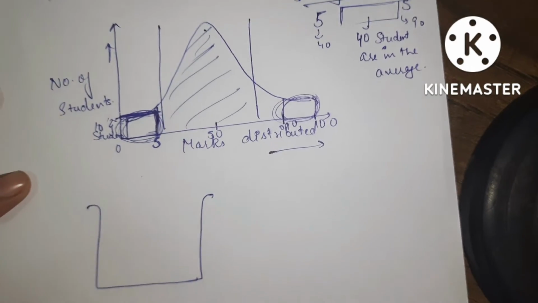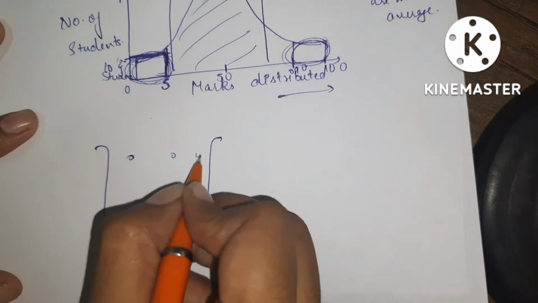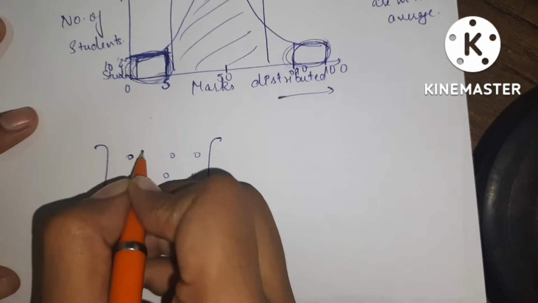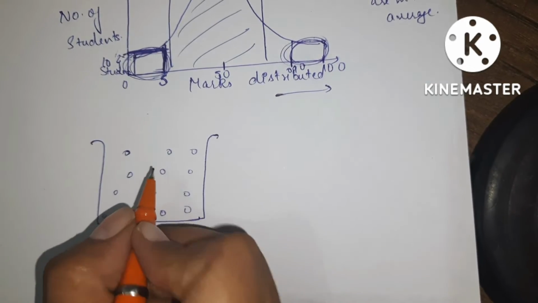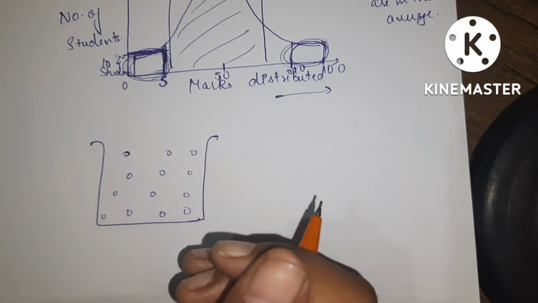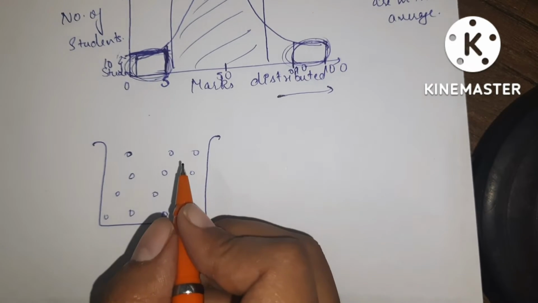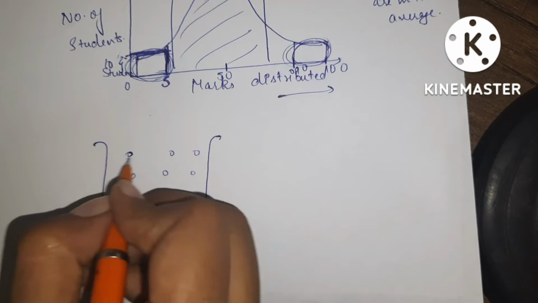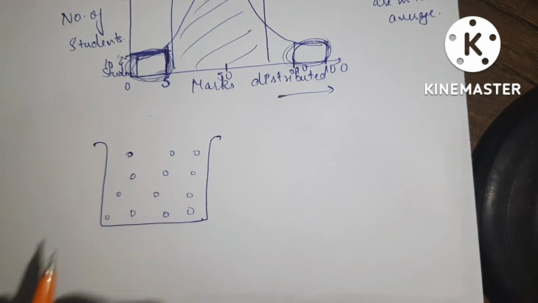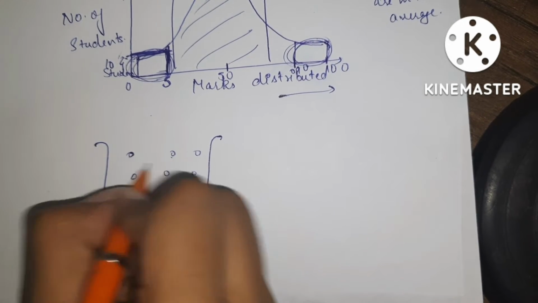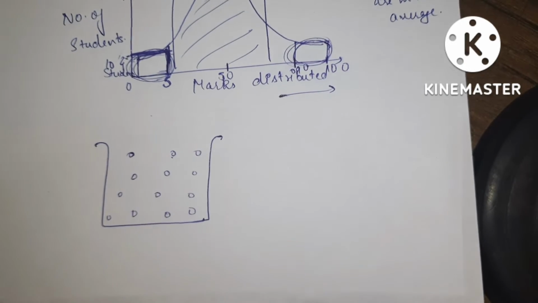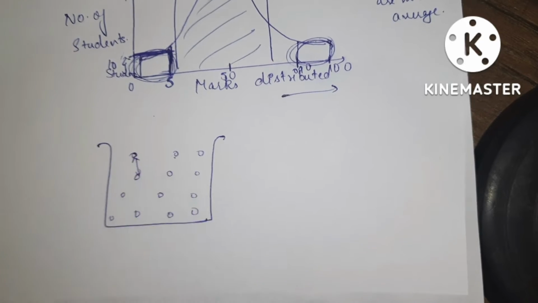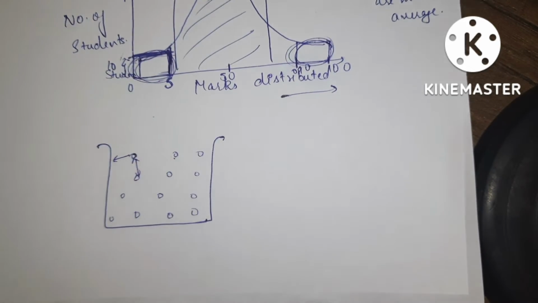Suppose I have lots of gas molecules in my beaker. These molecules are constantly moving because they have a large distance between them, and they do not have that much force of attraction between the molecules. They are constantly colliding with each other and with the walls of the container.